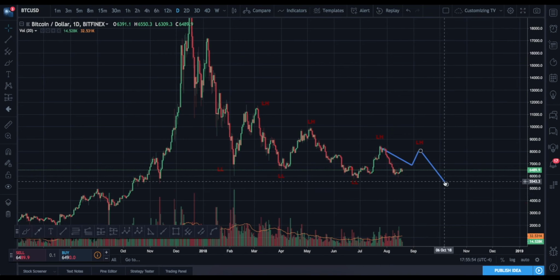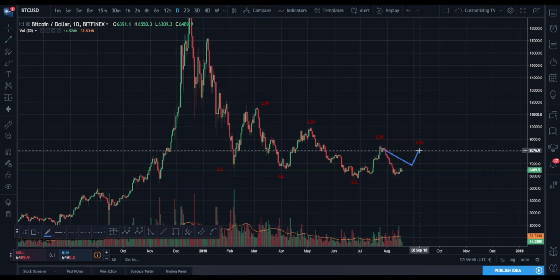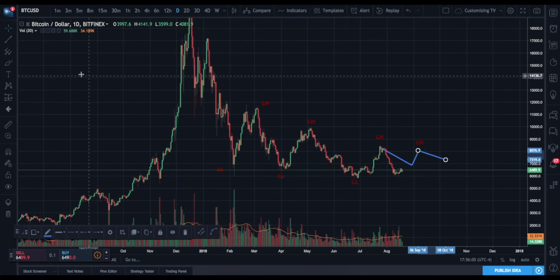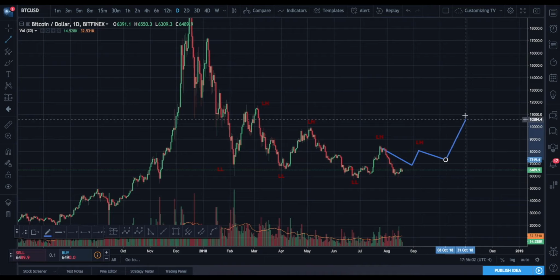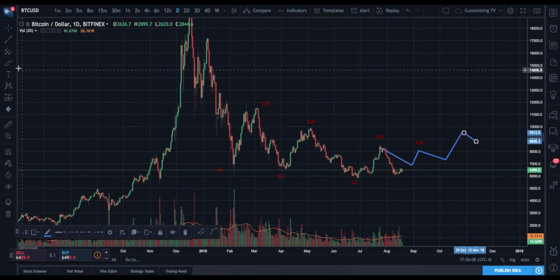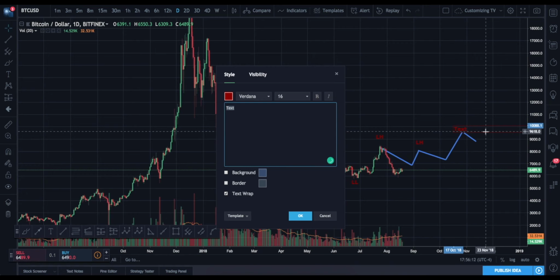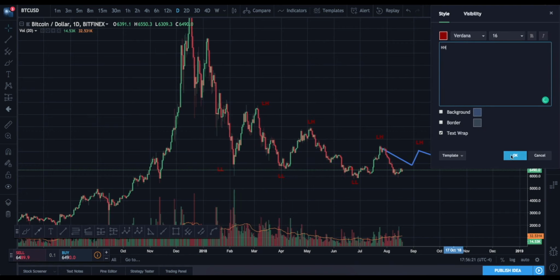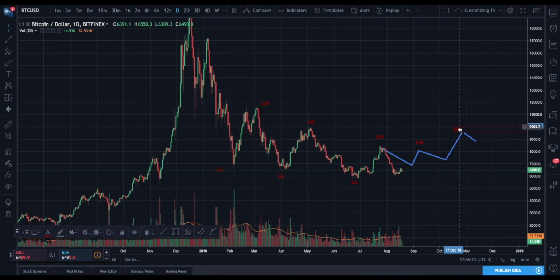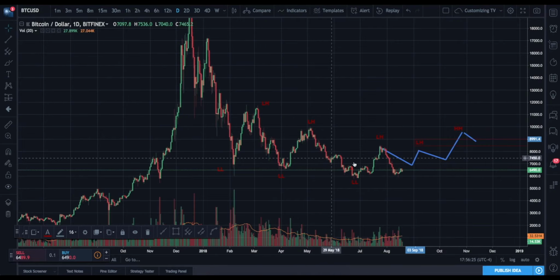Now say that didn't happen and we made a lower high, we came back down to test it, and then we proceeded until here. Then if you come back and test it, then you have confirmation that we're out of this downtrend, because now you have a higher high on the grand scheme of things.